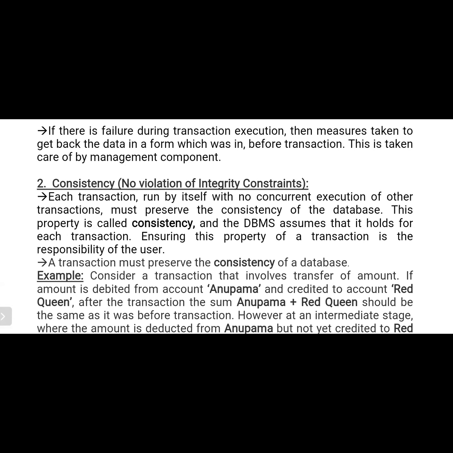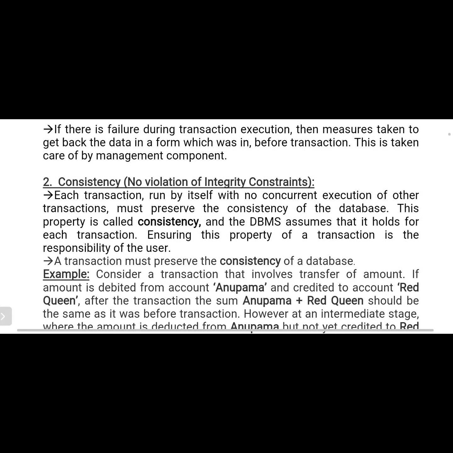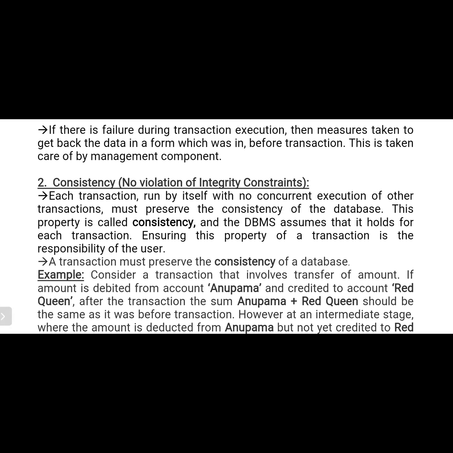Okay, try to see the definition. Each transaction run by itself with no concurrent execution of other transactions must preserve the consistency of the database. So in some situations, we need to preserve the conditions that were previously assigned to those data items in the database. Those should be maintained. For example, we set the primary key, so at any time we should not violate that condition in the database. Okay.